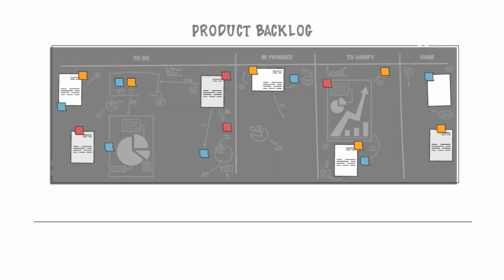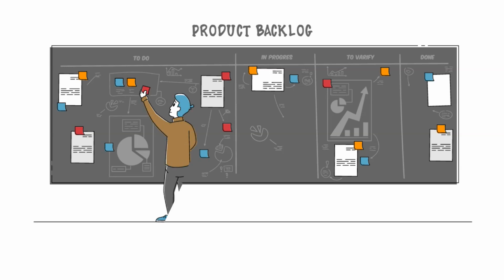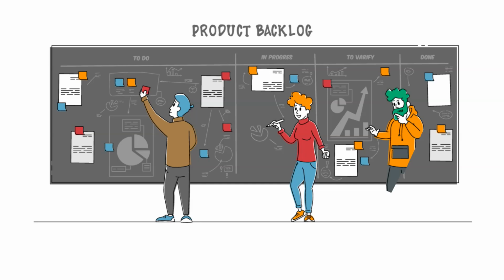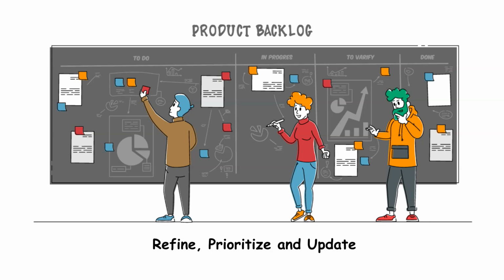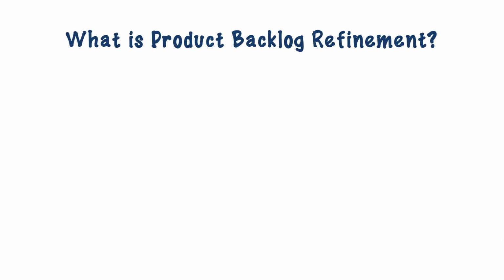You have to update the product backlog constantly. You will have loads of ideas in your backlog for improving your product. But most of the ideas will require refinement to make their way to development. So, refine, prioritize, and always keep the product updated. What is product backlog refinement?